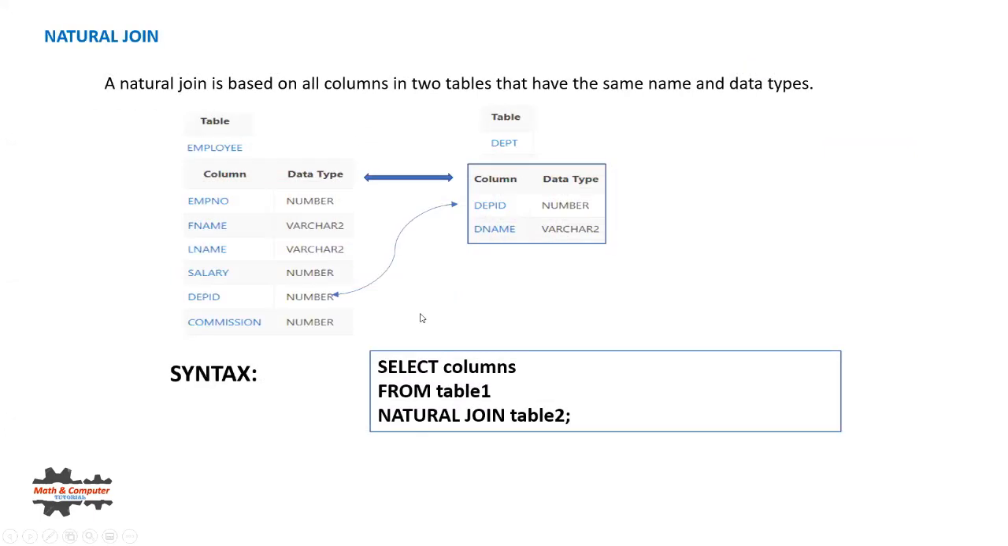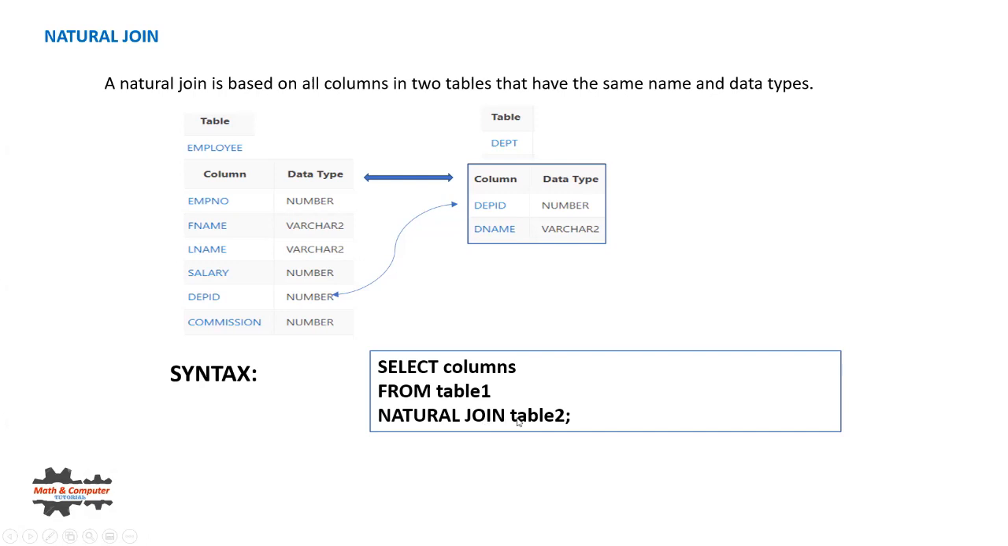For natural join, a natural join is based on all columns in two tables that have the same name and data type. So we can use natural join if your two tables have the same name and data types. We have an example here. We have the employee table and the dept table, wherein they both have a common column name, which is dep ID, with the same data type, which is number. So we can use the natural join here.